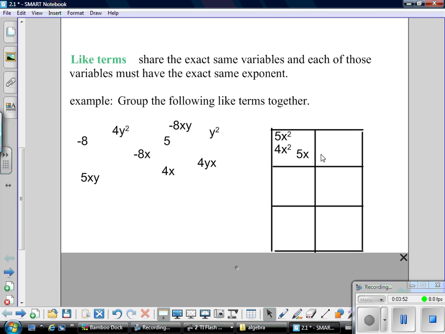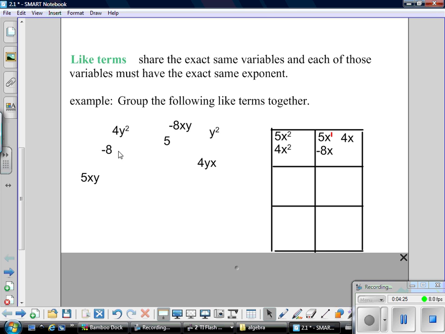So let's take this 5x. Do I have another term that has x to the power of 1? Notice we don't see the power of 1 here, but it is there. So we go through and again we try to find, well, here's a negative 8x. Okay, so that one's going to work as well because it's a different coefficient, but it's the same variable to the power of 1. And again, if we look for some more, here's another one, 4x.